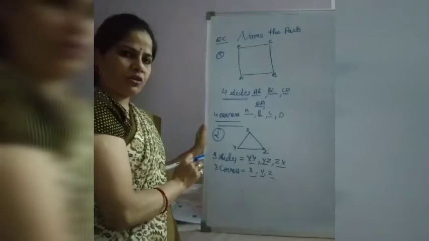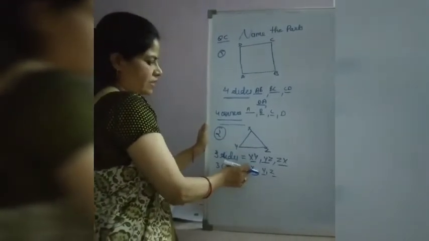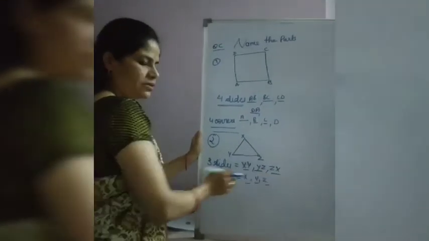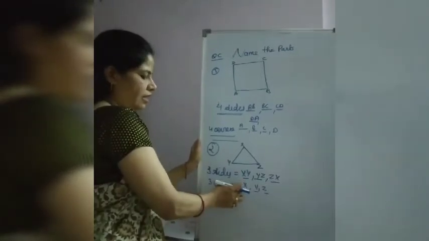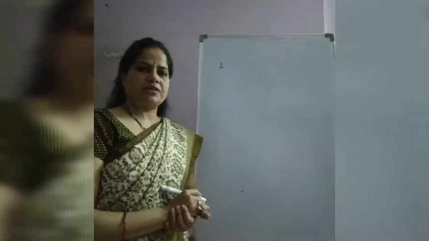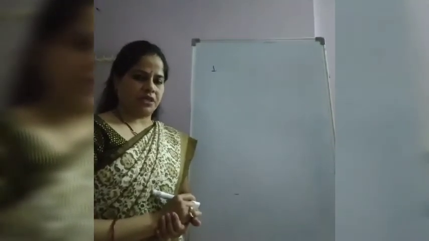Now you have to write corners. So the first corner is X, second corner is Y and third corner is Z. So 3 corners of triangle are X, Y and Z. So dear students, what you have learned? You have learned about different shapes.